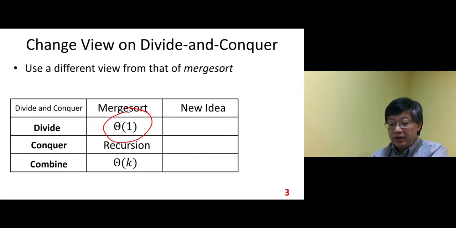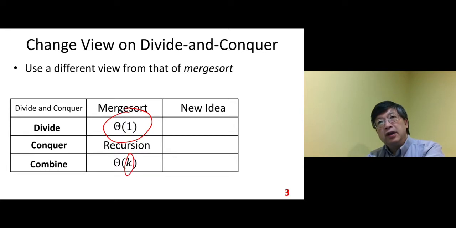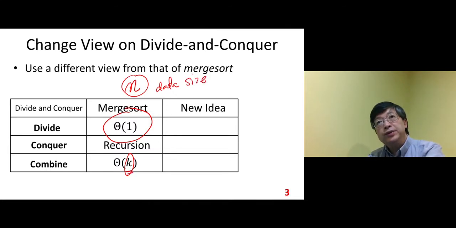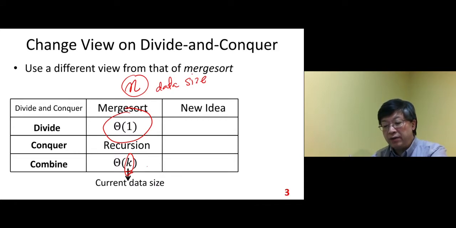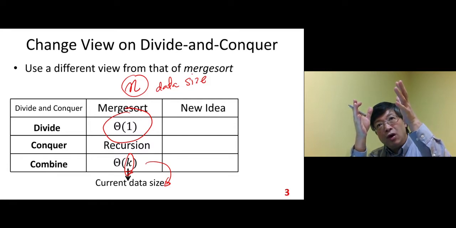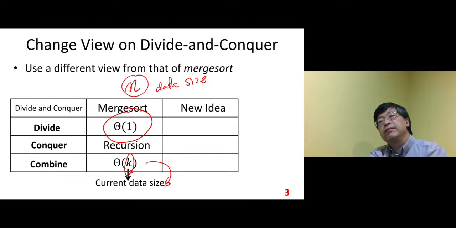And here, you can see I do not use n, I use k, not the original data size n, because n referred to the original data size. Think about when we do recursion, the data size could be quite different. So here k refers to the current data size, the data size of your current subarray. So that's the k. All right.